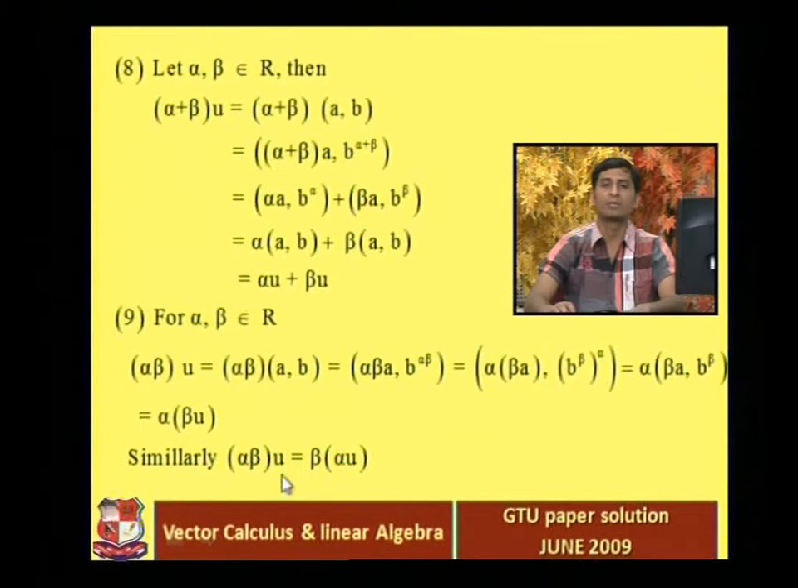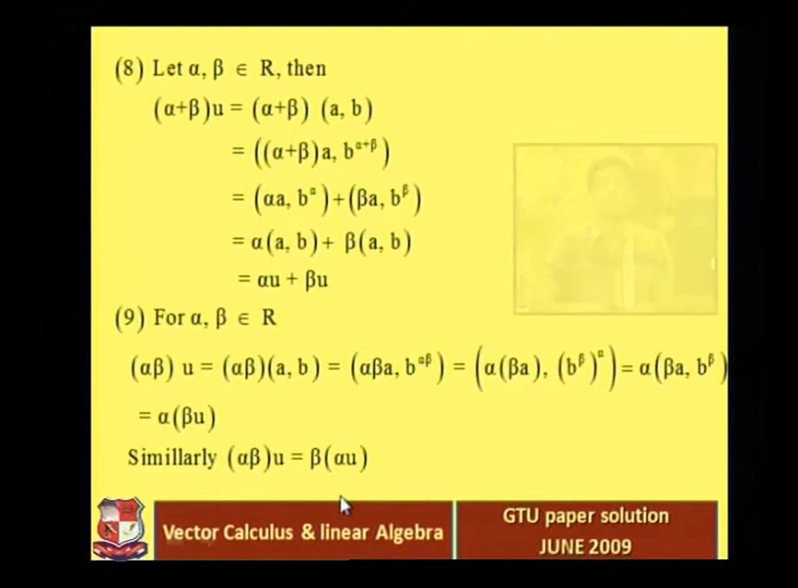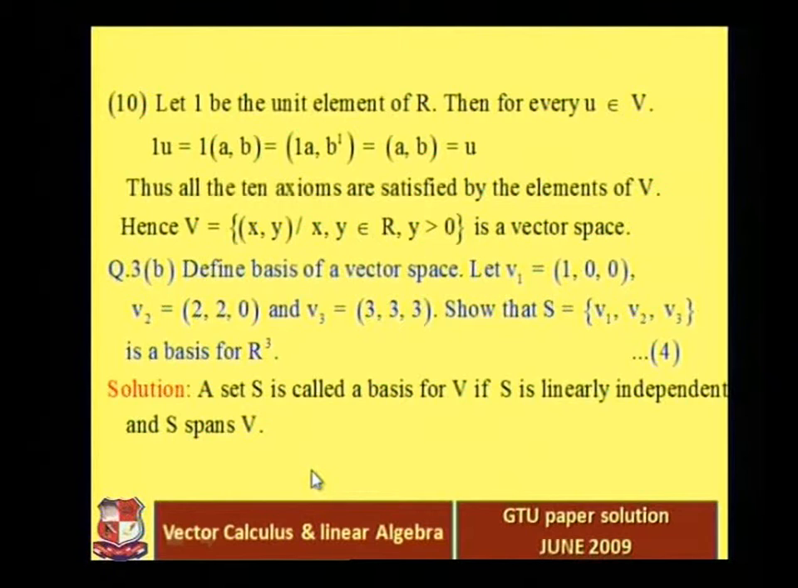Similarly, we can prove that (alpha beta) outside the bracket u is equal to beta into (alpha into u). So these nine conditions are satisfied, and the last one: let 1 be the unit element of R. Then for every u belongs to V, 1 into u is equal to 1 into (a, b), which is equal to (a raised to 1, b raised to 1), which is equal to (a, b), which is equal to u. Thus all the 10 axioms are satisfied by the elements of V.